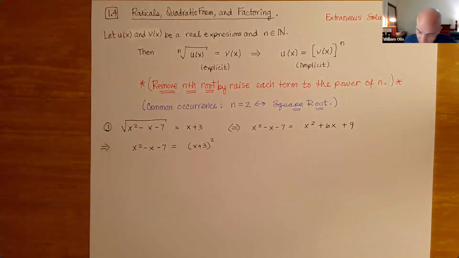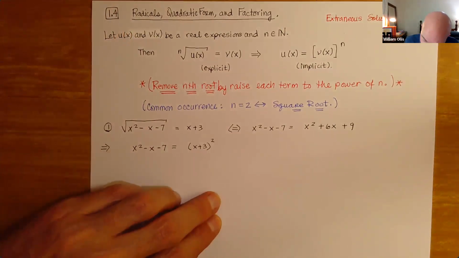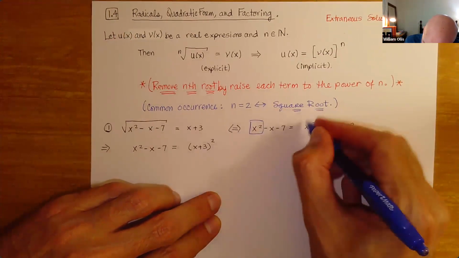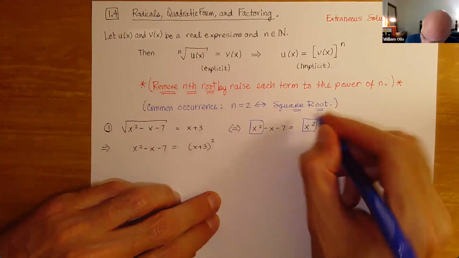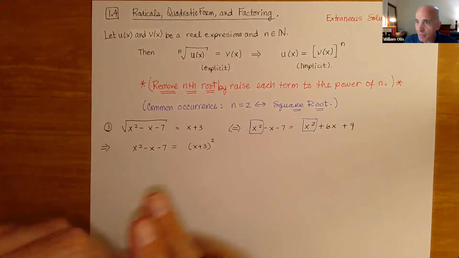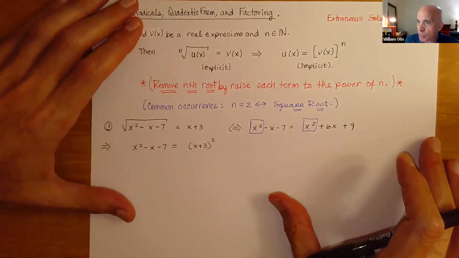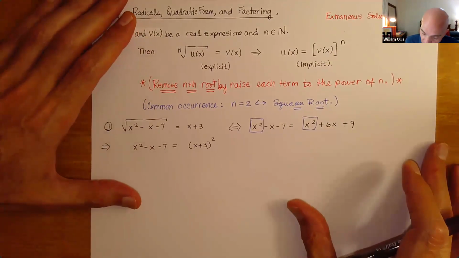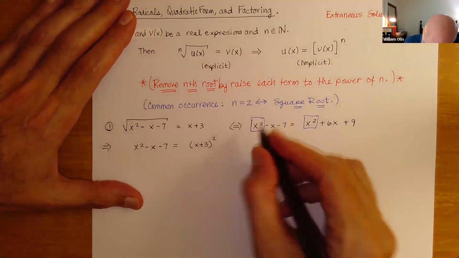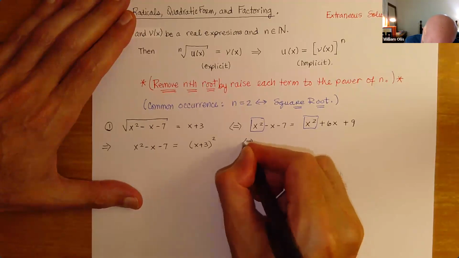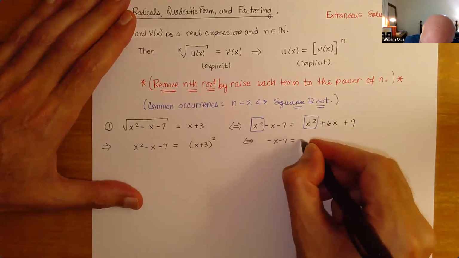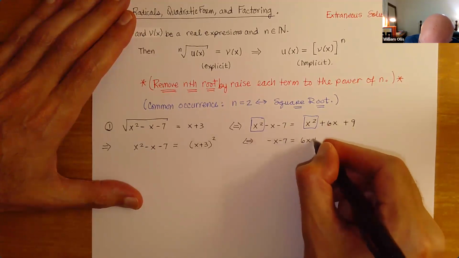Now, what's very interesting here is that the x squared terms absorb. They're just on opposite sides of the equation. So these are no longer in the picture. They're hanging out, but they're zero, so they don't impact the equation in a tangible way. So now, equivalently, we have negative x minus 7 equals 6x plus 9.